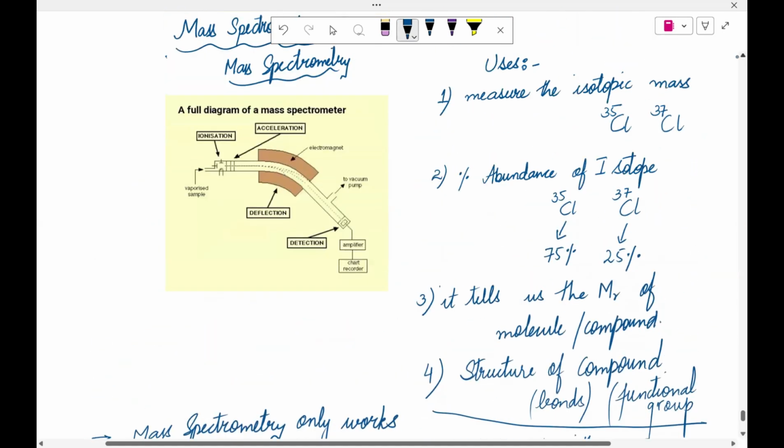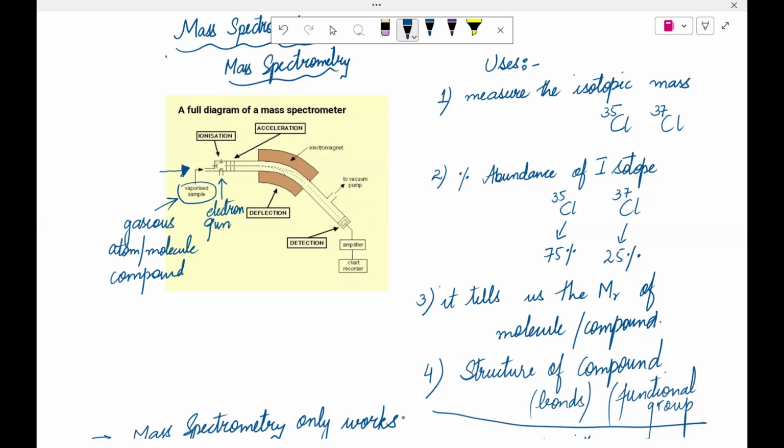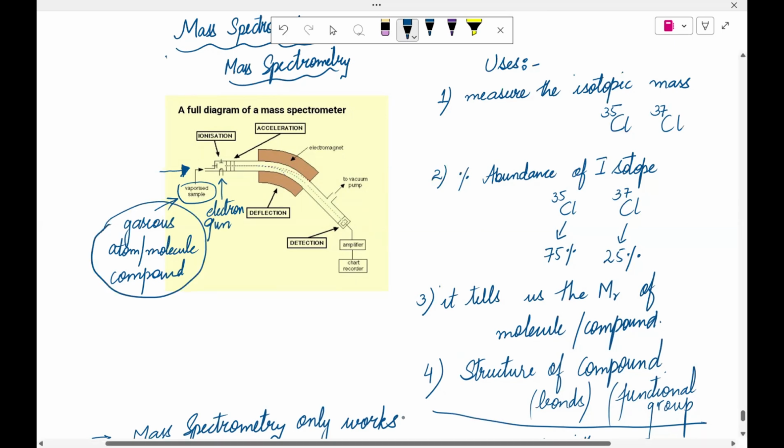Now, what is going to happen? A gaseous atom is going to enter from this particular place. This is the vaporized sample. It can be a gaseous atom, a molecule, or a compound. You can see that this is an electron gun that is firing electrons on this gaseous sample. Electrons are released from this gaseous atom, molecule, or compound, and they are converted into ions.